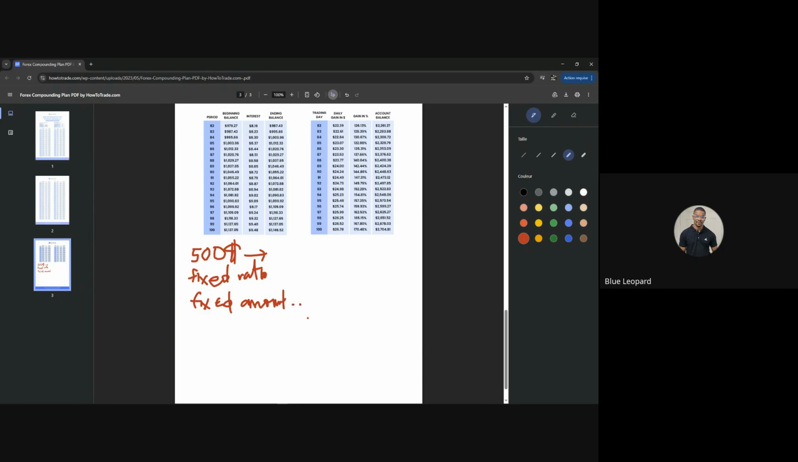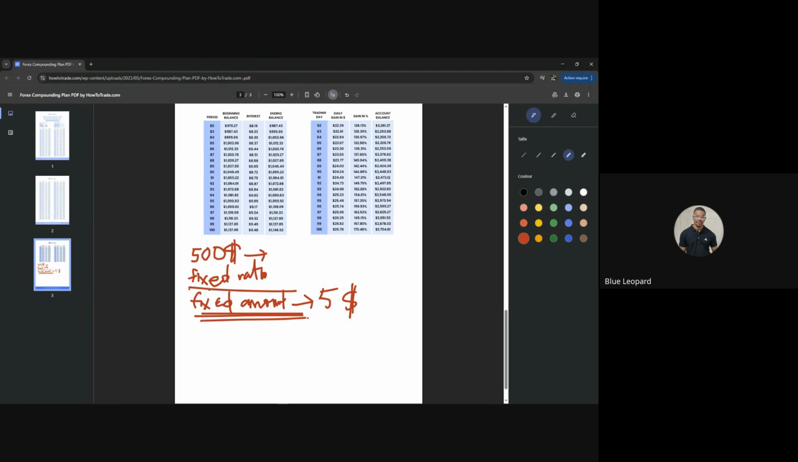The amount is supposed to be one number. Like if you say you will only risk $5, whatever you make, you put it on top, you will come and risk $5 again. That will not be a compound. You have a fixed amount.